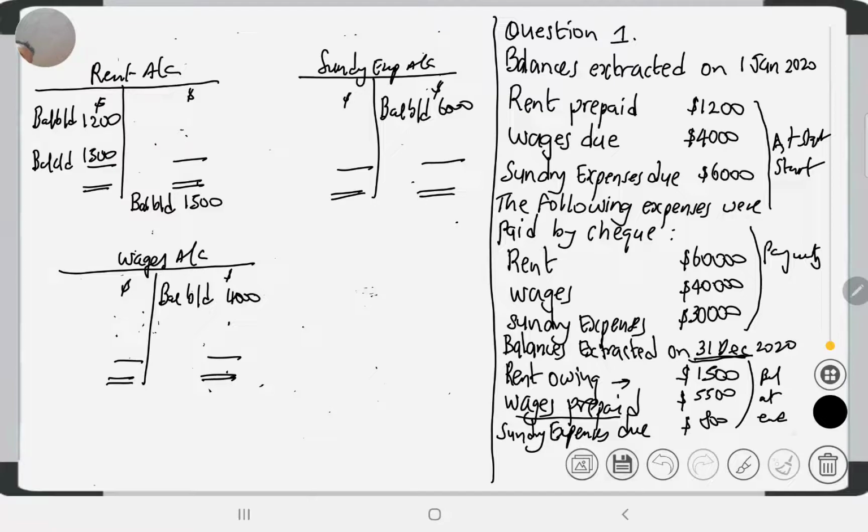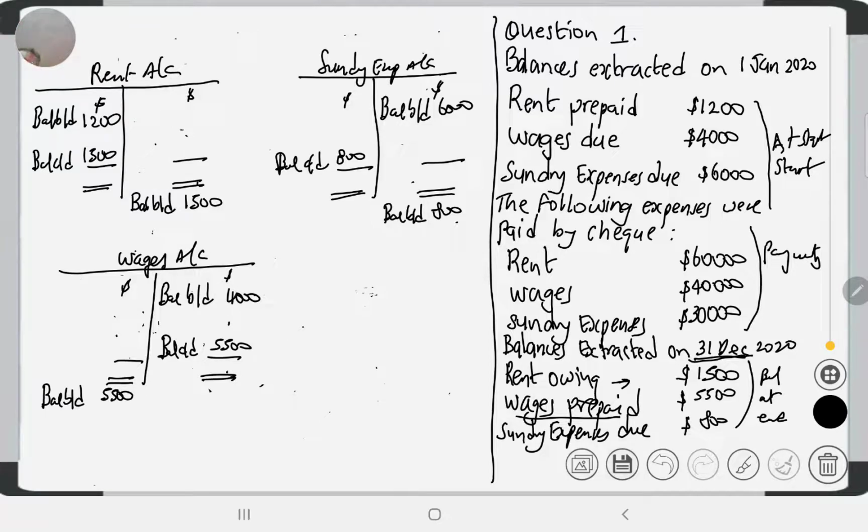And then we have wages prepaid. Wages prepaid asset, it is at the end, it will be recorded below the total on the debit side. Wages prepaid, 5,500. And then it will be followed by balance CD, 5,500. Wages. We have sundry expenses due, liabilities. Liabilities will have a credit balance. It is at the end, it will be recorded below the total on the credit side. Balance BD with some amount, and then it will be followed by balance CD with some amount.